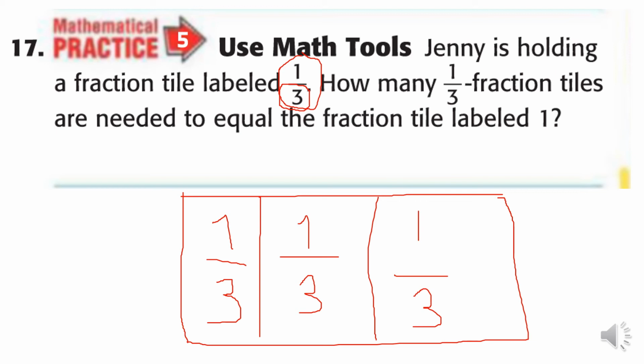One, and then another over here. Very good. So, how many fraction tiles are needed to equal the fraction tile level 1? Let's see how many did we draw over here. 1, 2, and 3. So, you need 3 tiles. 3 tiles. Very good.